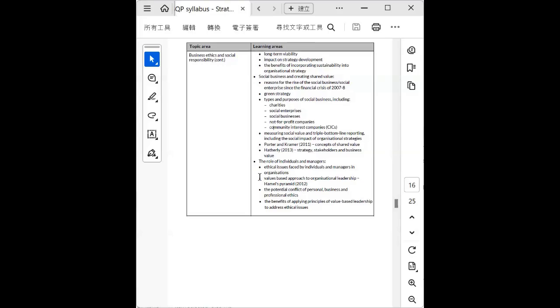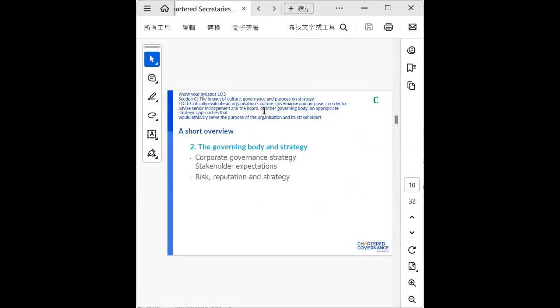Value-based approach to organization leadership, the Hempel's pyramid, and the potential conflicts of personal, business, and professional ethics, and the benefits of applying the principle of value-based leadership to address ethical issues. So you can see it's quite a long syllabus. That's why it covers 30% of your learning time, and we can say probably there must be one question set on this section. You have to learn this by heart and make sure that you understand these things.